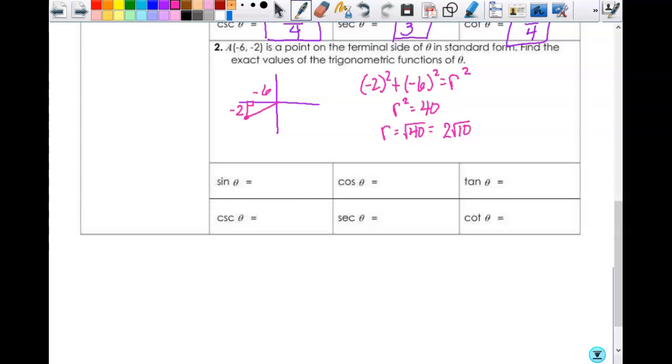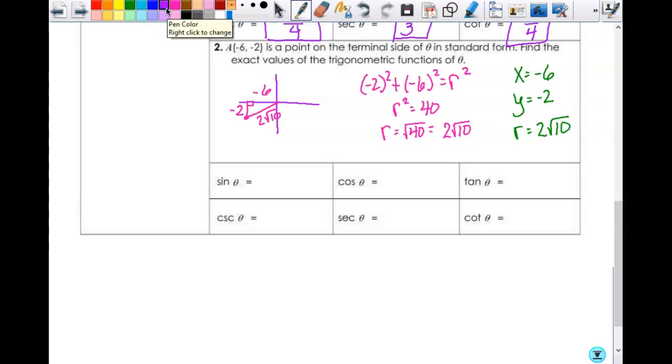Should I worry about the plus or minus here? Is the radius ever going to be negative? No. Radius is always going to be positive because it's a length. The x and the y could change the sign. But all right, so what I have here then, x is negative 6, y is negative 2, and r is 2 square root of 10.